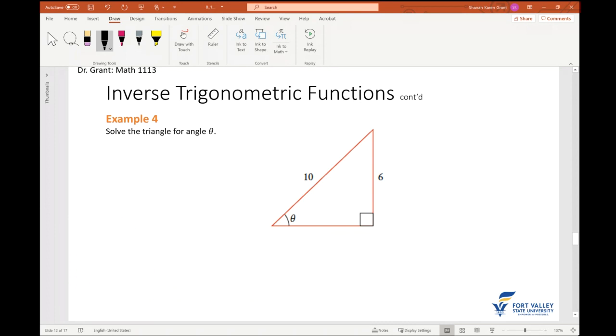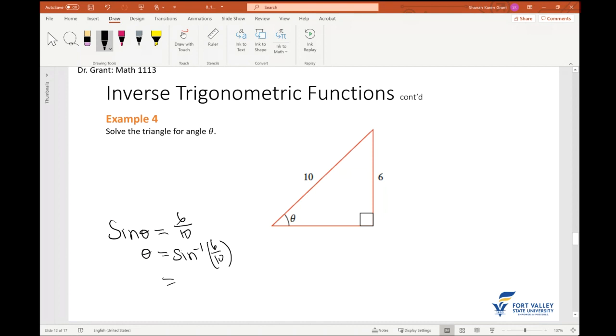What about this one? Let's say we want to find theta. So here now we have opposite and hypotenuse, which is sine. So sine of theta equals opposite over our hypotenuse. So I could take the inverse, and that would give me what theta is. Once more, you can plug this in your calculator.